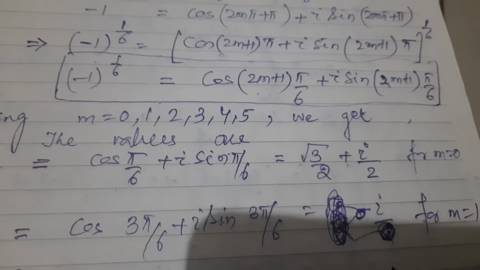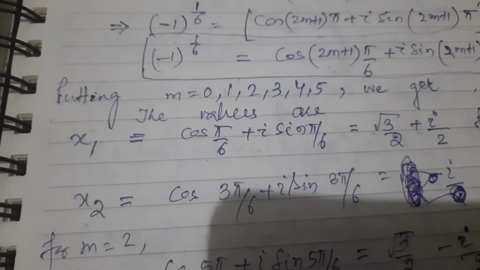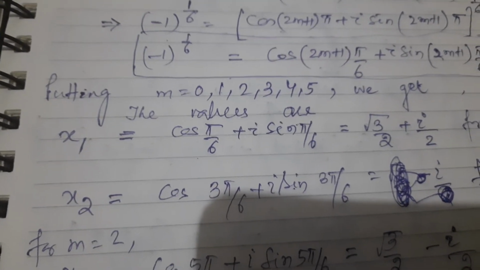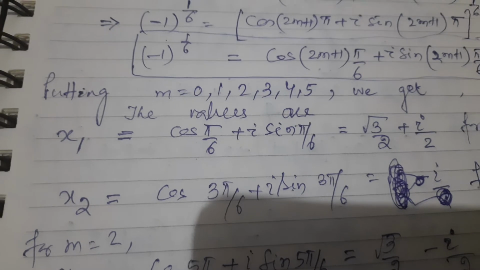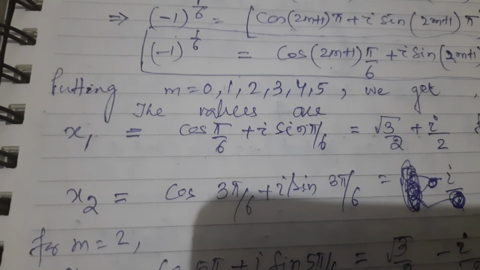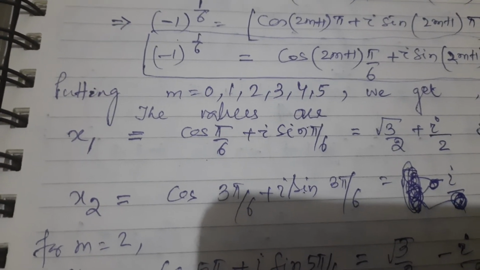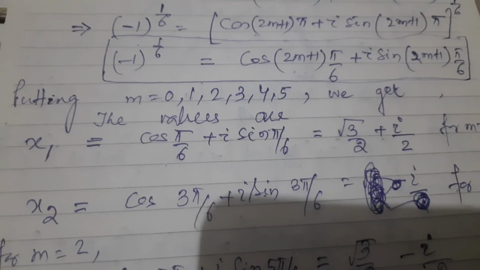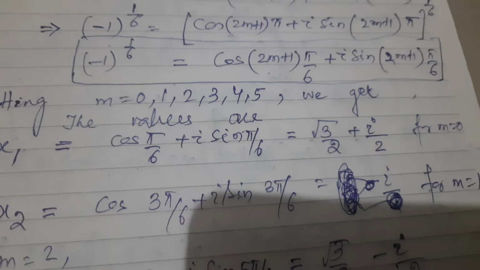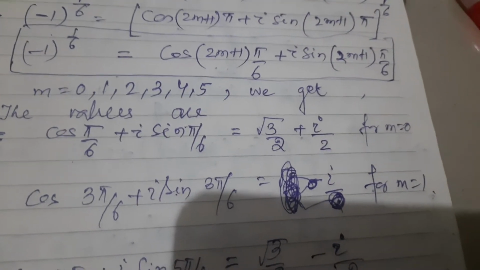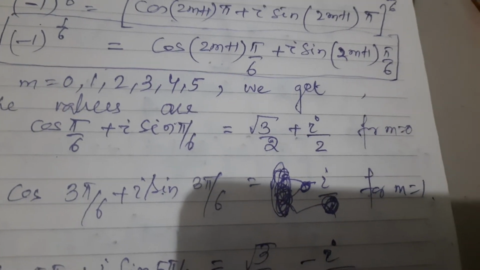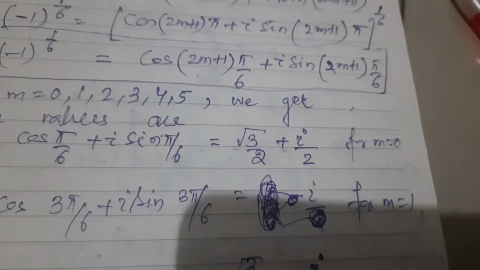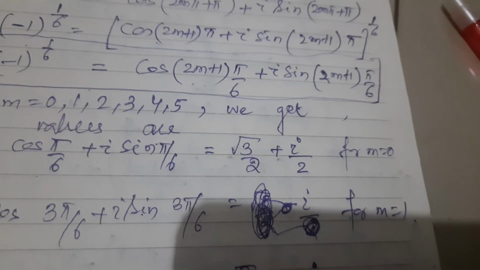So the values are, when m is equal to 0, let the value be x1. On the left hand side I have not written m is equal to 0, but you think it is m is equal to 0. When we substitute, x1 is equal to cos pi by 6 plus iota sin pi by 6, and the value of cos pi by 6 is root 3 by 2 and sin pi by 6 is 1 by 2, so it is written iota by 2. Here on the right hand side I have written for m is equal to 0.